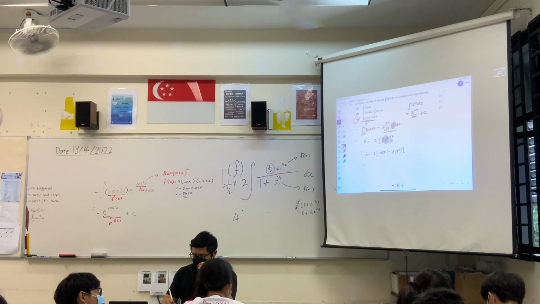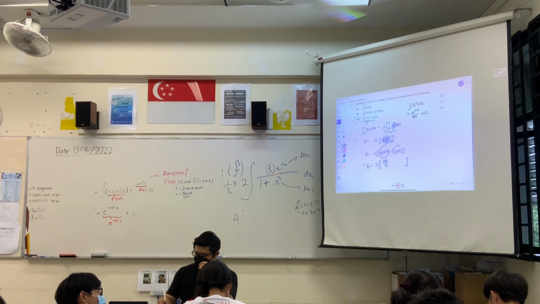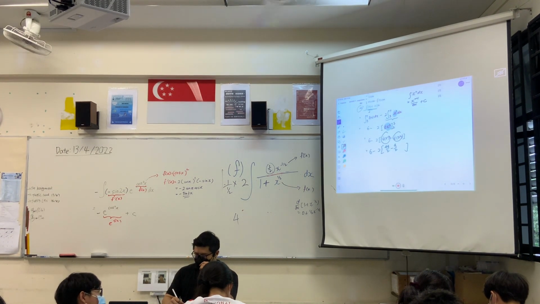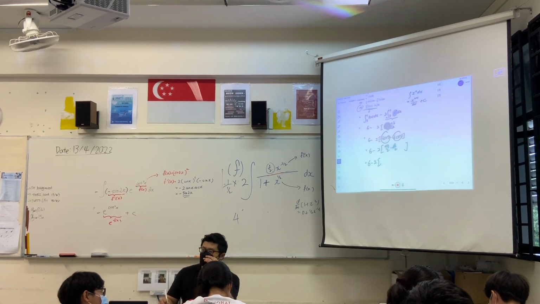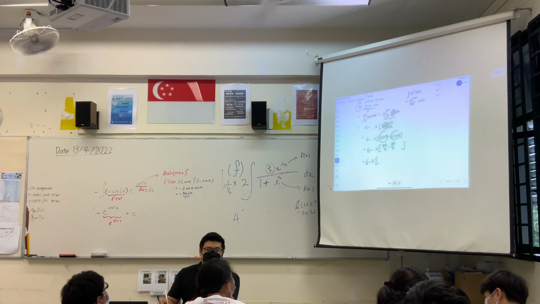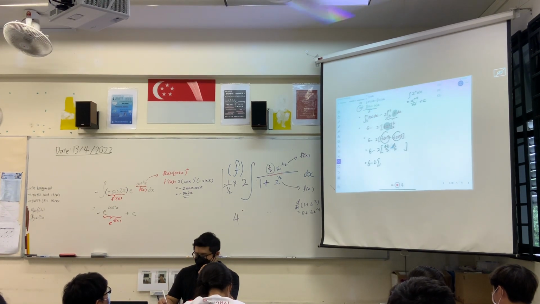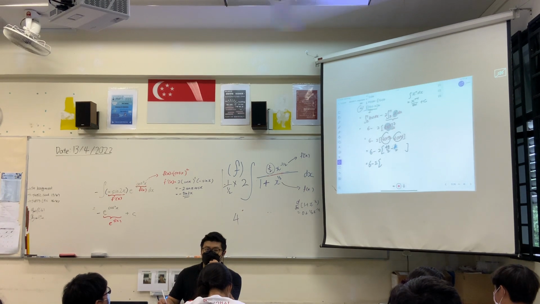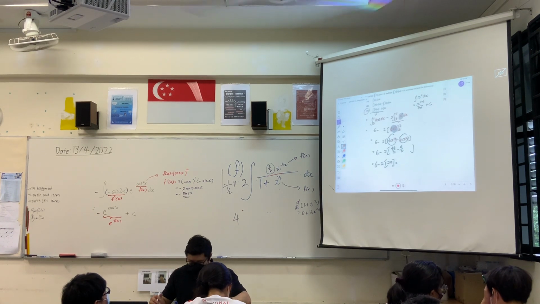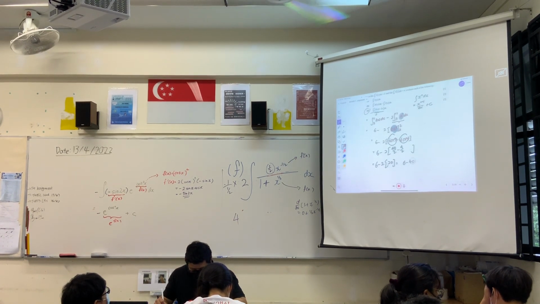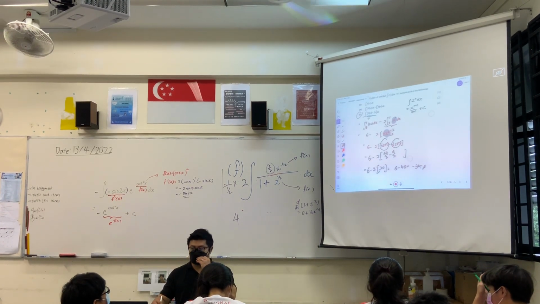So 6 minus 2, this one is 49 over 2, this one is 9 over 2. What's 49 over 2 minus 9 over 2? 49 minus 9 is 40 over 2. So it's just 6 minus 40, and the answer is negative 34. So that's 2C.